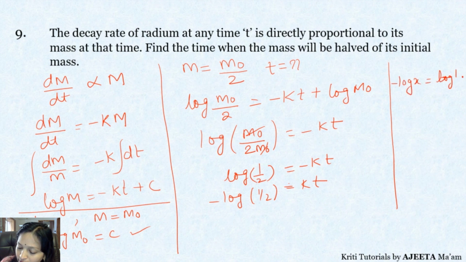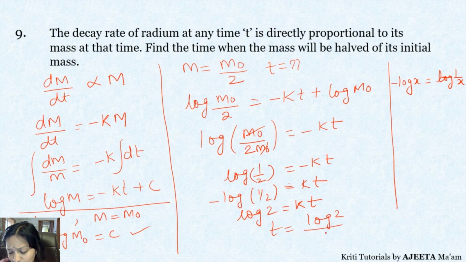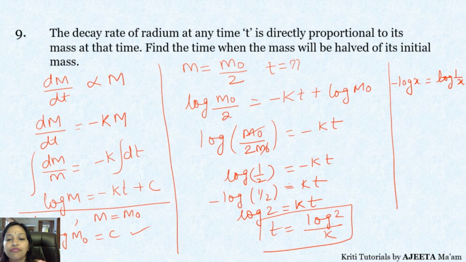Log 1 by x. Now let's move on with this. So this becomes log 2. So what will t be? Log 2 by k. Do we leave the answer in k? Yes, because we don't know. They have not given us enough information.